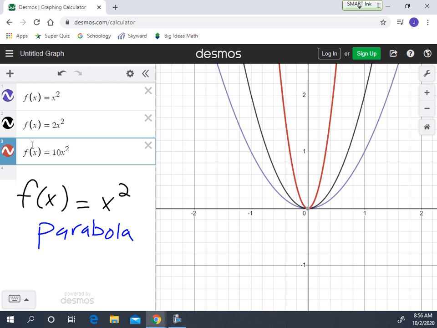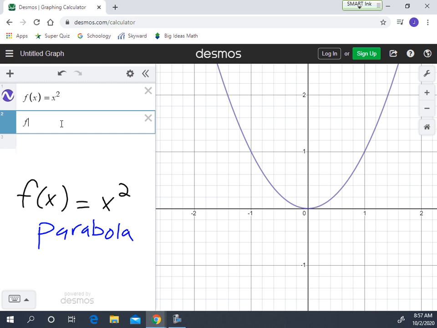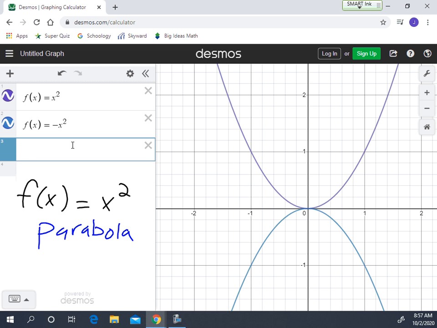What happens if we go less than 1? Let's go to a negative number. Let's type in f of x equals negative x squared. Notice that's actually going down. It's starting at 0, and now it's going down in both directions, left and right.